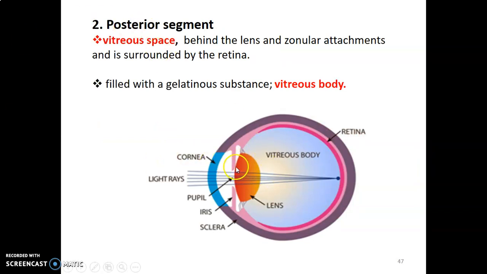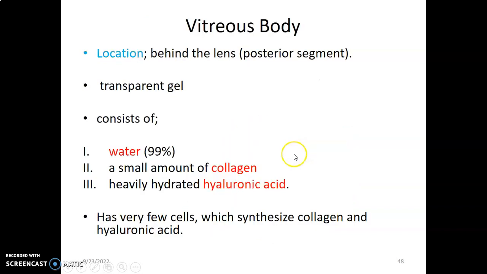So what are the accessory structures of the eye? We have the conjunctiva, the eyelids, and the lacrimal apparatus. The conjunctiva is a thin, transparent mucous membrane. It covers the eye, the cornea anteriorly, so that's the bulbar conjunctiva, and the inner part of the eyelid is also covered by conjunctiva, so that's the palpebral conjunctiva.